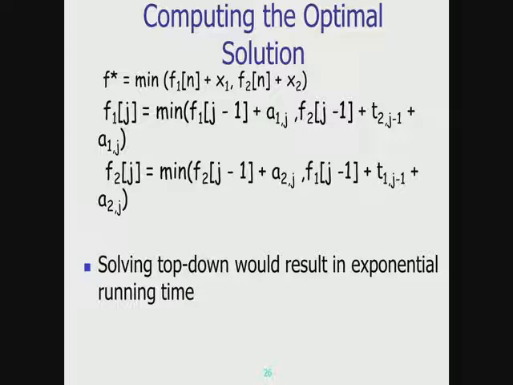And clearly, if one tries to compute F1 of n and F2 of n in a top-down fashion, at every step we are taking the minimum of two quantities, and it is clear that the running time of this algorithm, which is to evaluate this recurrence in the top-down fashion, will take an exponential time. In other words, it will take 2 power n units of time, which is not an improvement at all over the simple algorithm that we started out with, the brute force algorithm.